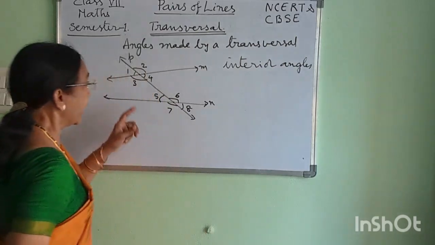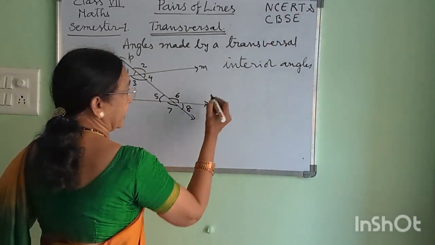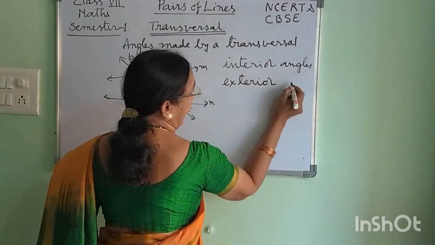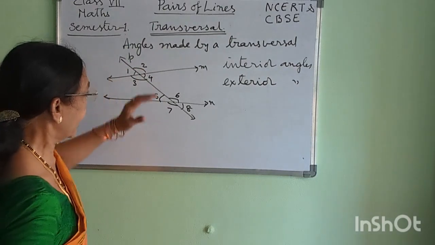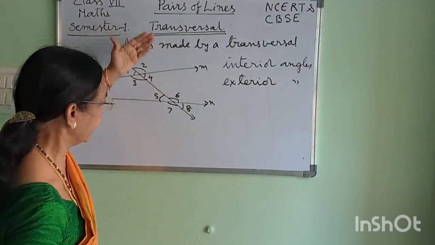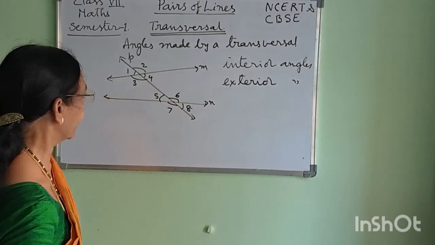And the angles 1, 2, 7, 8 are called the exterior angles, because they are outside the two lines. Angles 1 and 2 are outside the line M, and 7 and 8 are outside the line N.